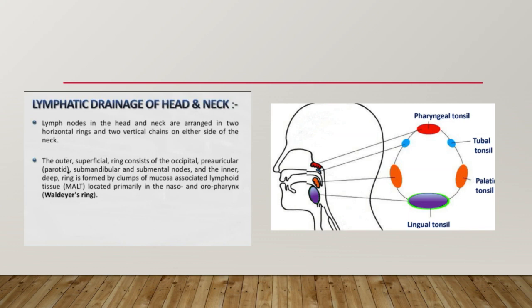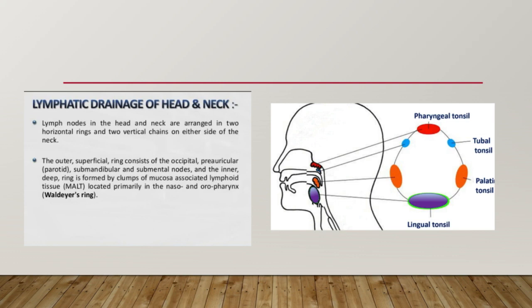This consists of the outer ring, whereas the inner deeper ring is formed by clumps of mucosa-associated lymphoid tissue, which is called MALT, located primarily in the naso- and oropharynx, otherwise known as Waldeyer's ring. In this image you can see the axial section showing Waldeyer's ring, which consists of the pharyngeal tonsil, the tubal tonsil, the palatine tonsil, as well as the lingual tonsil. So, this region is called Waldeyer's ring.